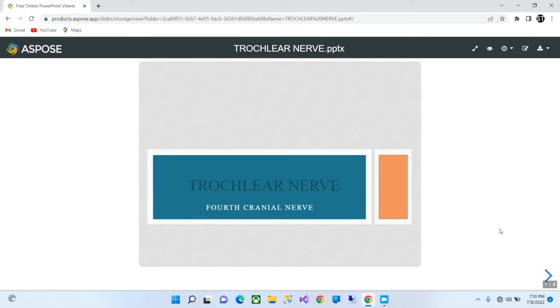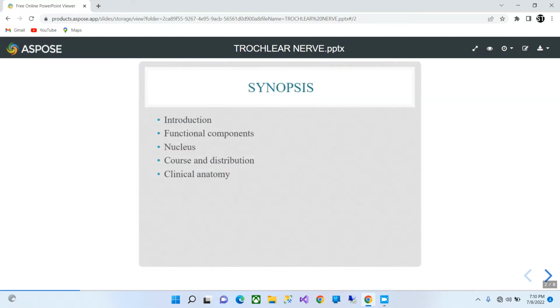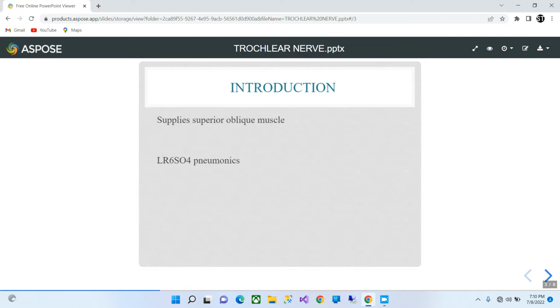Hello friends, today we are going to see about the fourth cranial nerve, that is trochlear nerve. In this component we have to see about introduction, functional components, location of nucleus, course and distribution of trochlear nerve and the clinical anatomy. First of all, we see about the introduction.